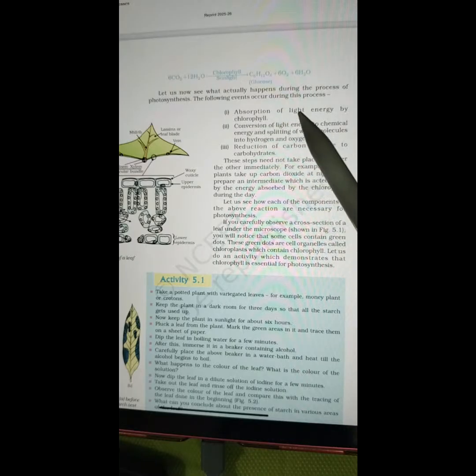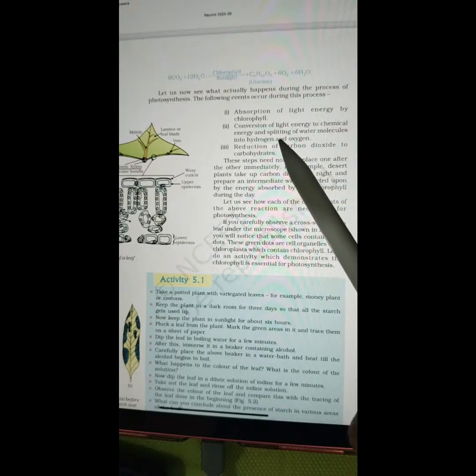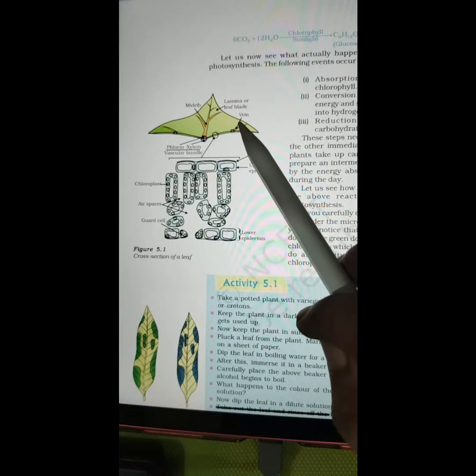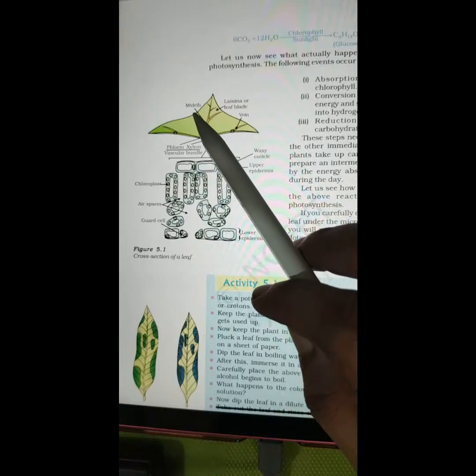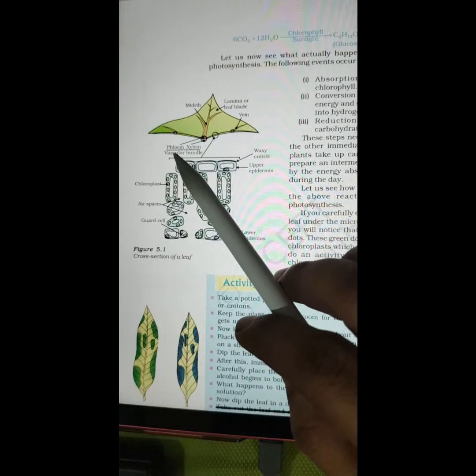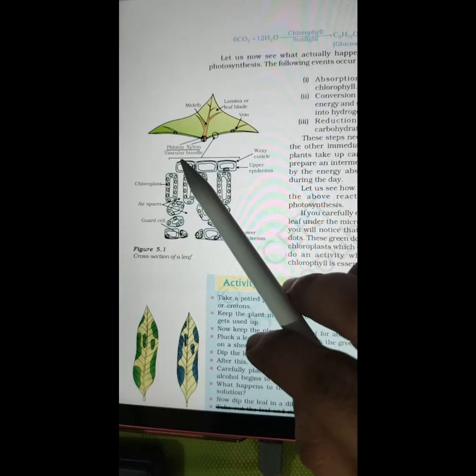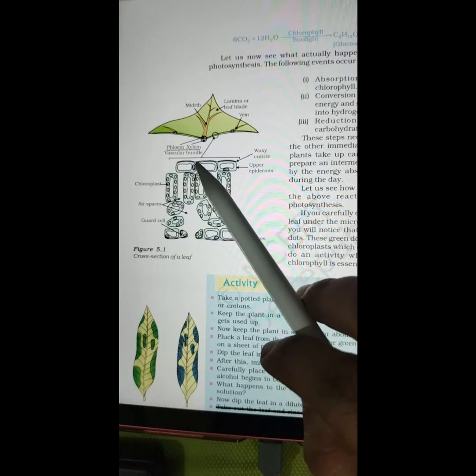Absorption. Splitting. Then in this figure, we have lamina or leaf blade, which is the expanded part of the leaf. This is midrib, phloem, xylem. Together, they both are known as vascular bundle.